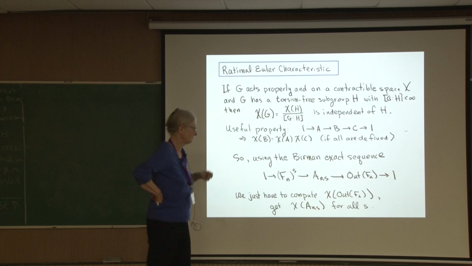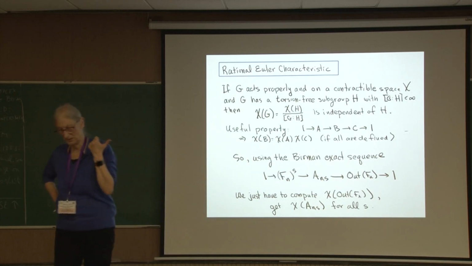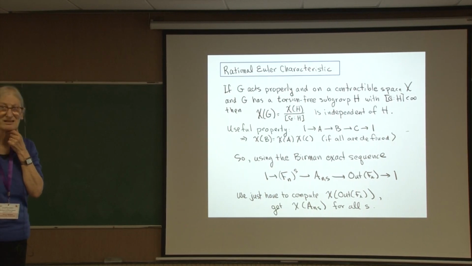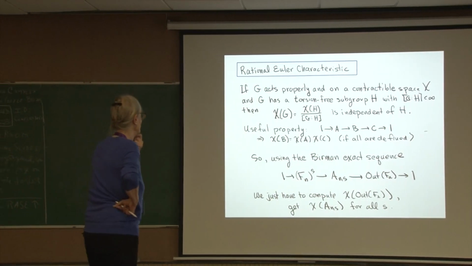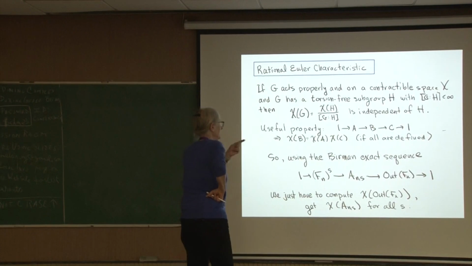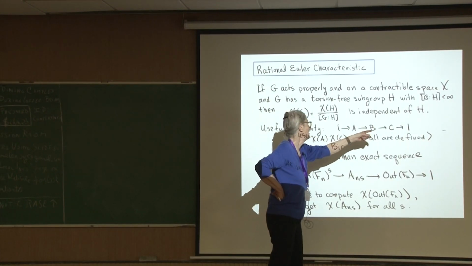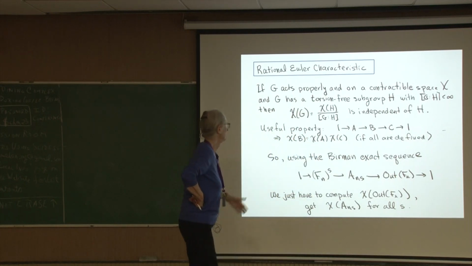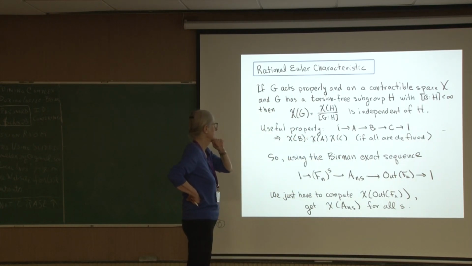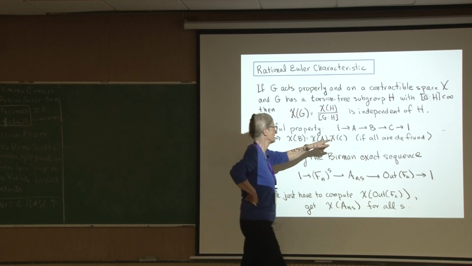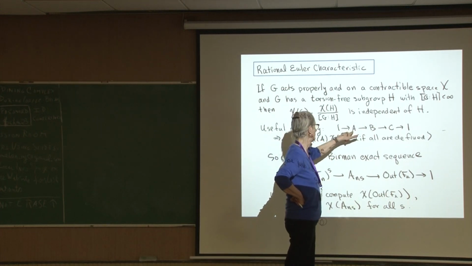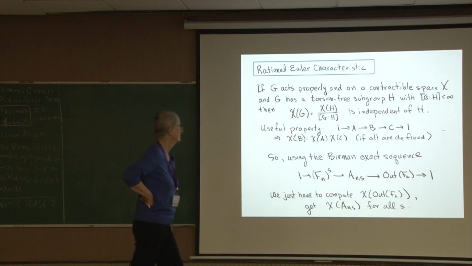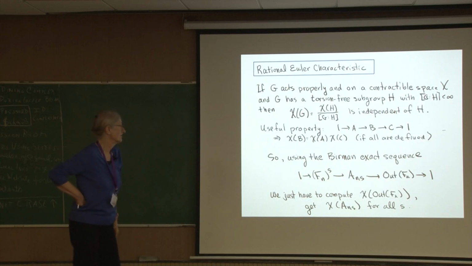Yeah. So this other version, the rational Euler characteristic, has a property that's missing for the alternating sum of the Betti numbers. Namely, if you have a short exact sequence of groups, and all of the groups have rational Euler characteristics, then the Euler characteristic of the group in the middle is the product of the Euler characteristics of the other two. So that's a very useful property.